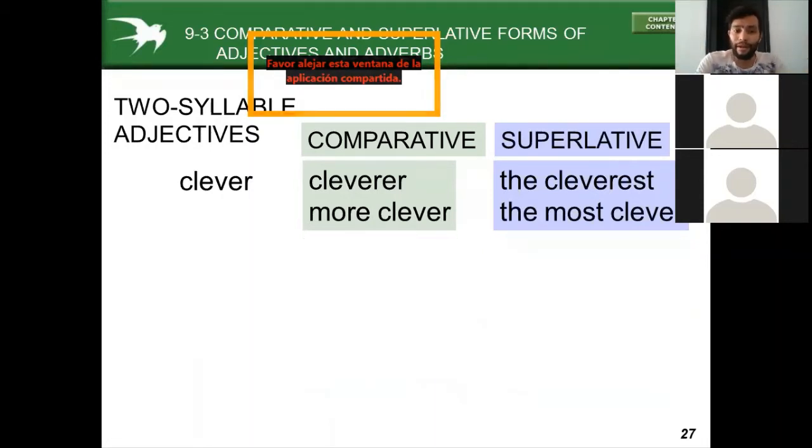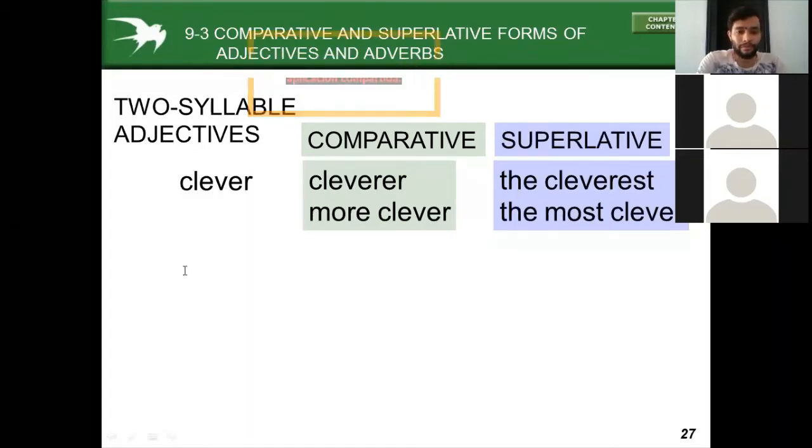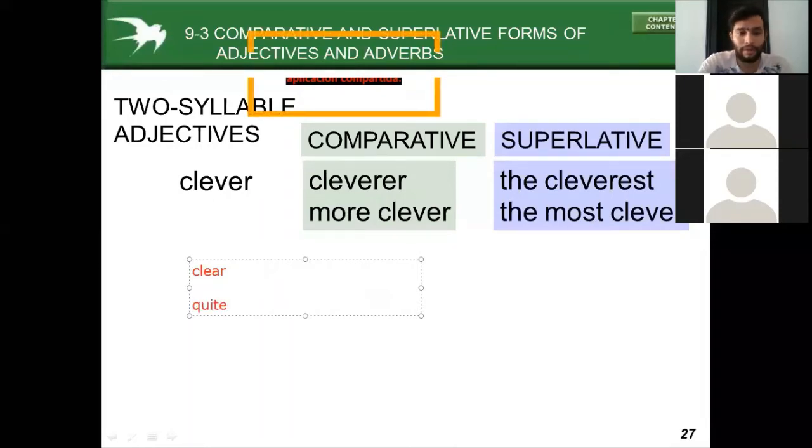Now, there are more. I'm going to show you the others. Let me write them down for you. I'm going to write them right here, all right? So we have the words, for example, clear, quiet, stupid.